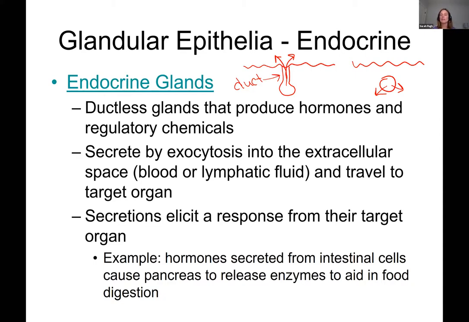So you have some endocrine glands that are found in your intestines. And when food gets into your intestines, those glands secrete hormones that can travel to other organs like the pancreas and tell the pancreas to release enzymes into the intestines to help you digest your food. So it's truly how the intestines and the pancreas can communicate with each other is through hormones. And so having the endocrine system and talking about these hormones, again, this is something that we'll really focus on when we get to chapter 16.